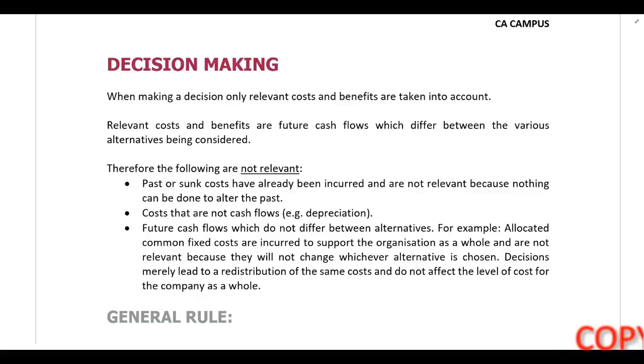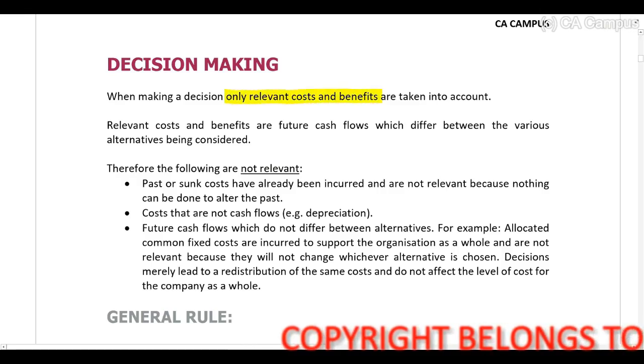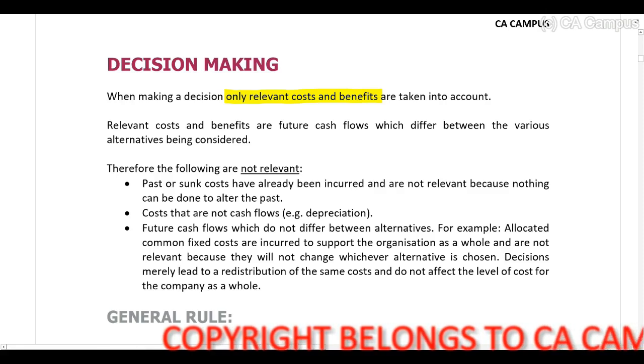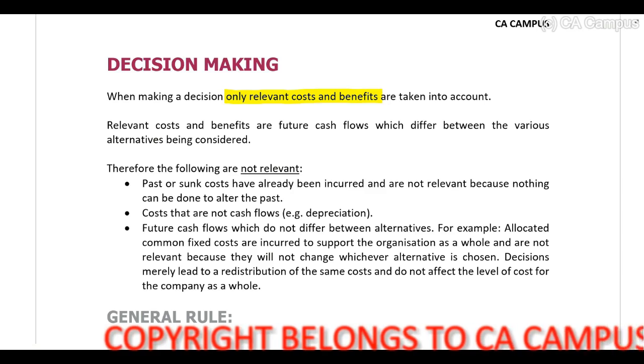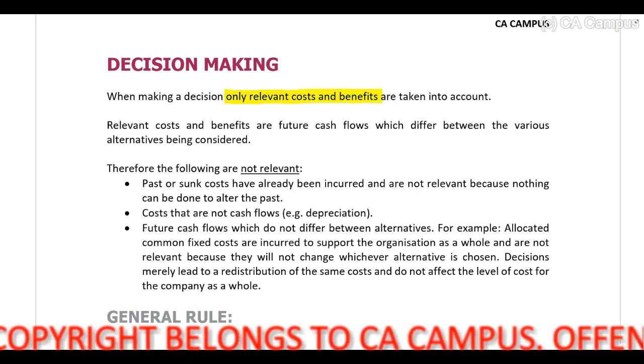This week's lecture, we're going to be looking at decision making. And the first important thing that we need to understand is when we make a decision, we only take relevant costs and benefits into account. Now that sounds very obvious, so I just want to look at a really basic example with you guys to explain what I mean by what is a relevant cost or a relevant benefit.